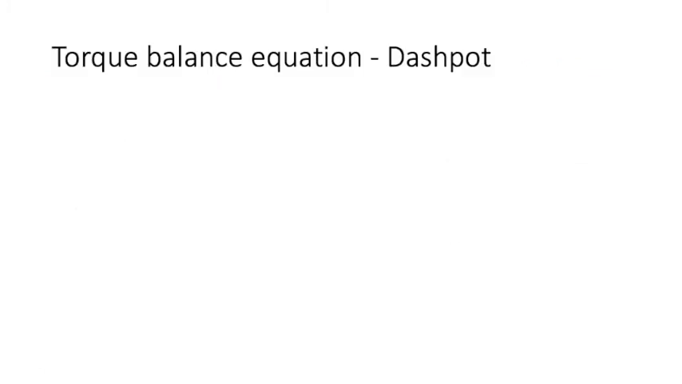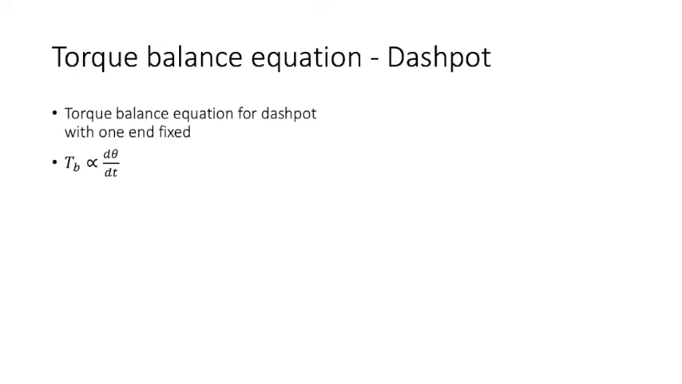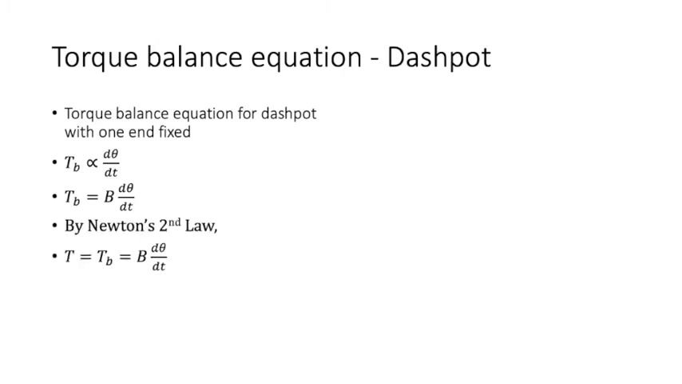Let us look at the torque balance equation for the dashpot. Torque balance equation for dashpot with one end fixed: the opposing torque due to the dashpot is proportional to d theta by dt, which is equal to b into d theta by dt, where b is the rotational frictional coefficient. By Newton's second law, we have applied torque is equal to opposing torque.